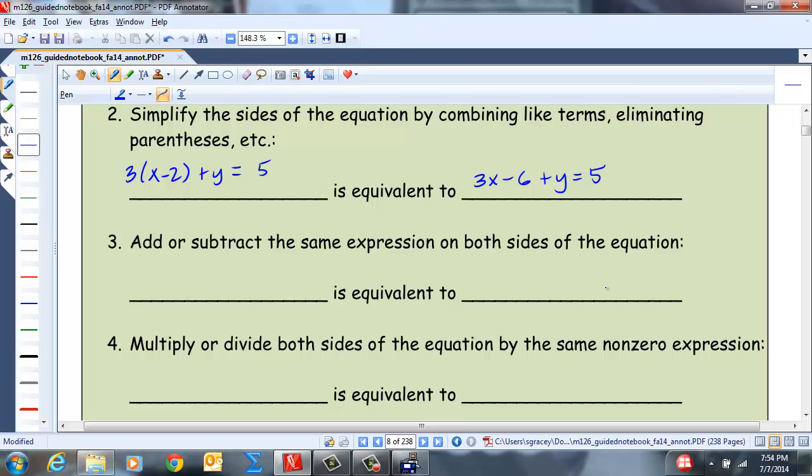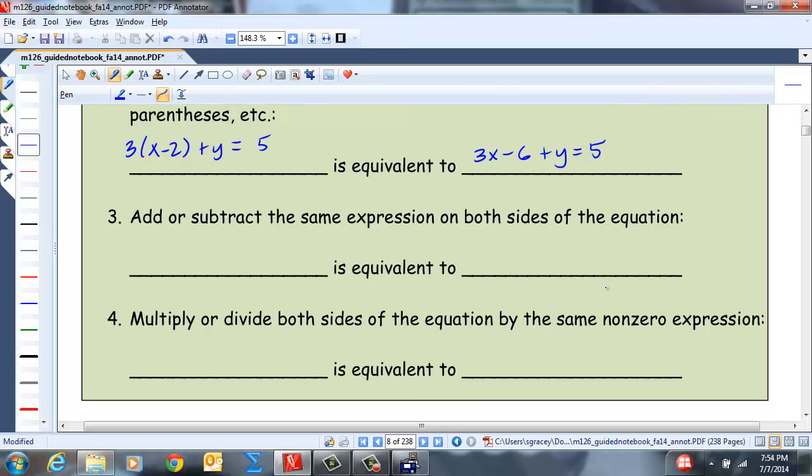Okay. Add or subtract the same expression on both sides of the equation. So if you had something like y minus 5 equals x plus 2, we would want to do what to both sides to isolate y? Good. We would want to add 5. So basically we could say y minus 5 plus 5 is equal to x plus 2 plus 5. So we balanced out the equation by adding the same number to both sides.